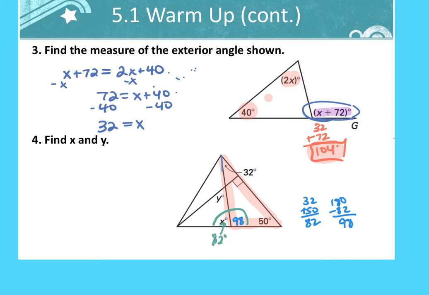You could have also used that x is the remote exterior angle of that triangle, so you could add 32 and 50 to get that one's 82.